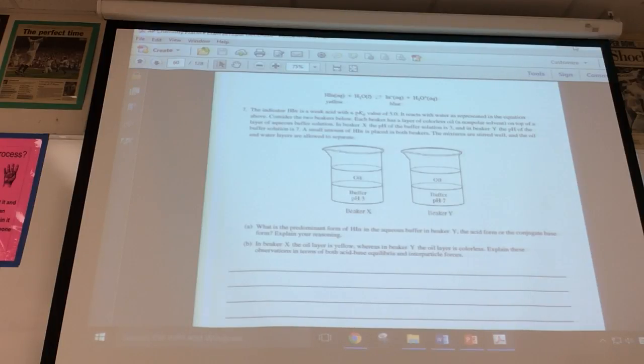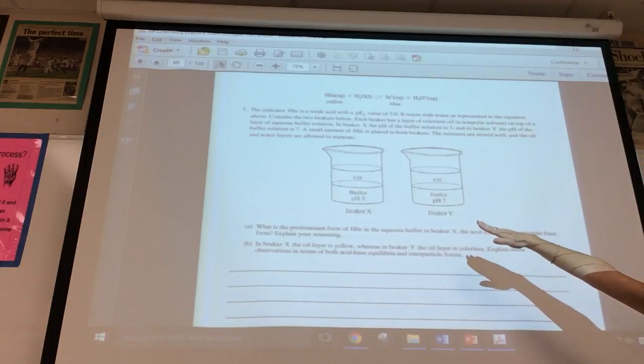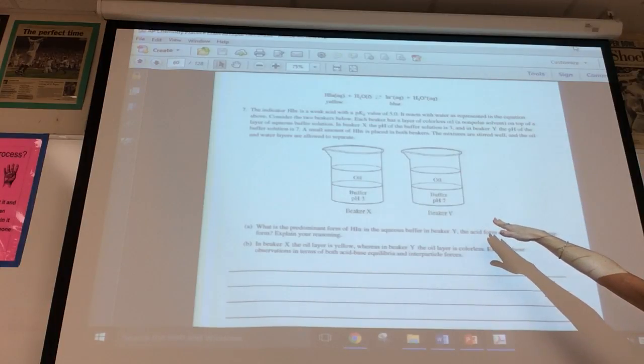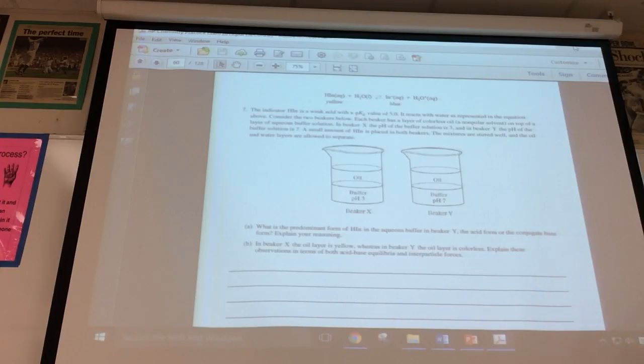Consider the two beakers below. Each beaker has a layer of colorless oil, a non-polar solvent. What dissolves in a non-polar solvent? Non-polar solutes. The only type of IMFs would be LDFs, all right? In beaker X, the pH is 3, and in beaker Y, the pH is 7. A small amount of indicator is placed in both beakers. The mixtures are stirred, and the oil and water layers are allowed to separate.